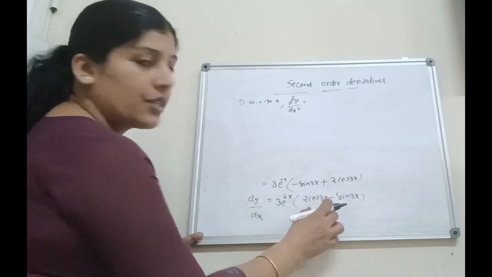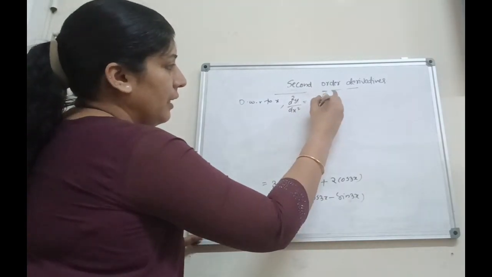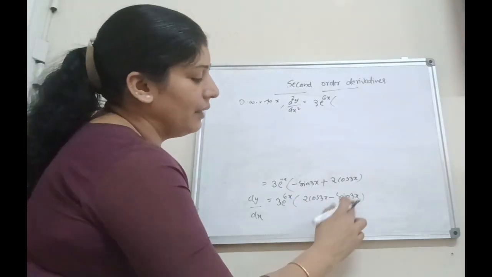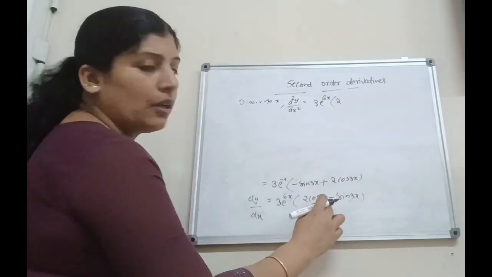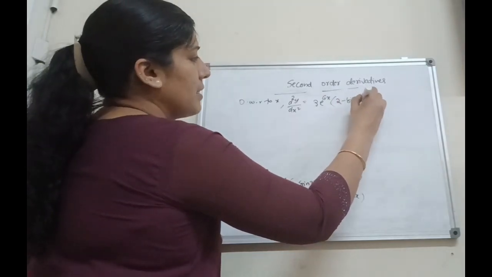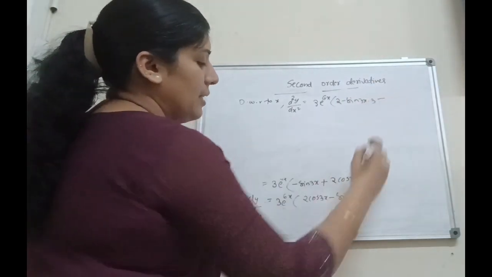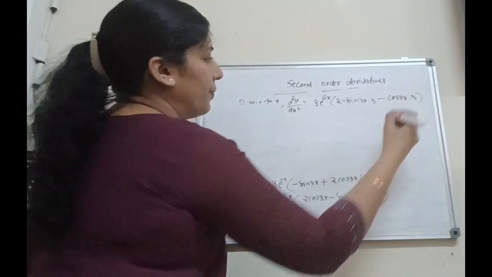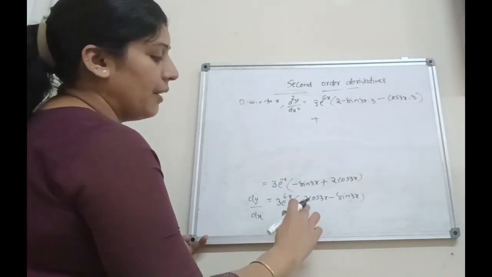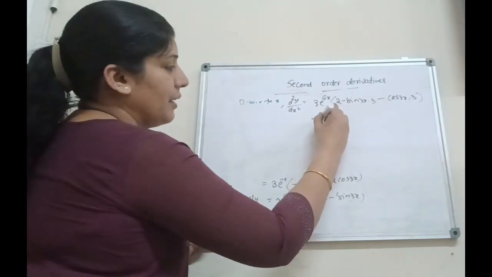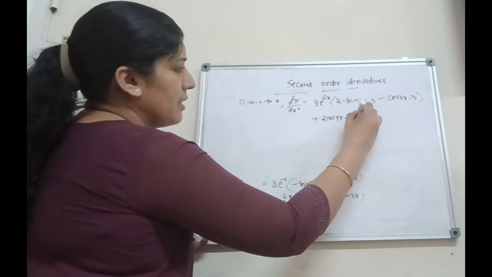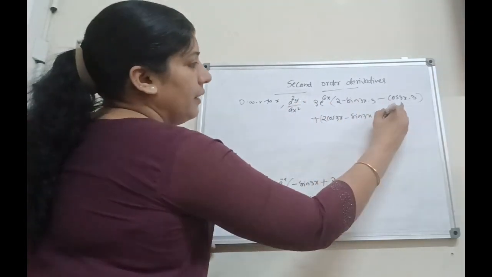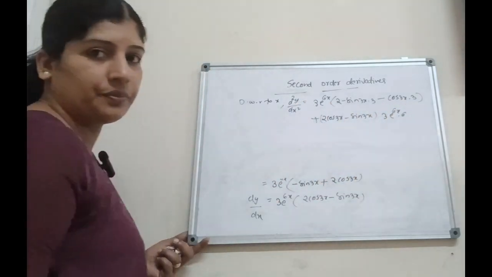That is, it is of the form first function into second function. Here first function is what? 3 e raised to 6x. Next we can consider d by dx of (2 cos 3x minus sin 3x). That is 2 into d by dx of cos 3x, which is minus sin 3x into 3. Then minus d by dx of sin 3x, that is cos 3x into 3. Then plus, here second function is 2 cos 3x minus sin 3x, into d by dx of 3 e raised to 6x, that is 3 e raised to 6x into 6.